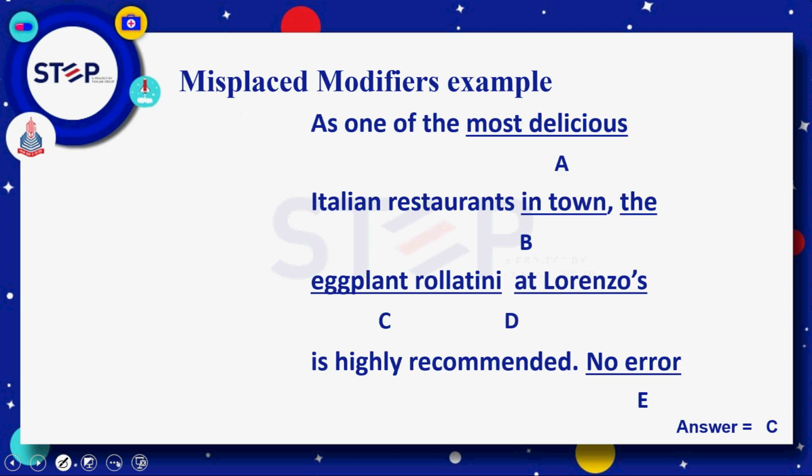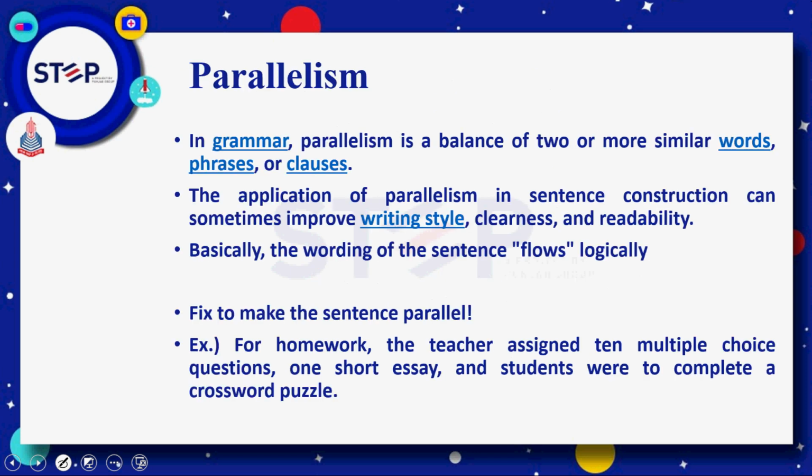Misplaced modifiers example: "As one of the most delicious Italian restaurants in town, the eggplant roulatini at Lorenzo's is highly recommended." The answer is C, because "as one of the most delicious Italian restaurants in town," the eggplant roulatini, this roulatini is a dish. So certainly in this sentence there is a problem, as it seems to be a restaurant. So this is just another example of misplaced modifiers.